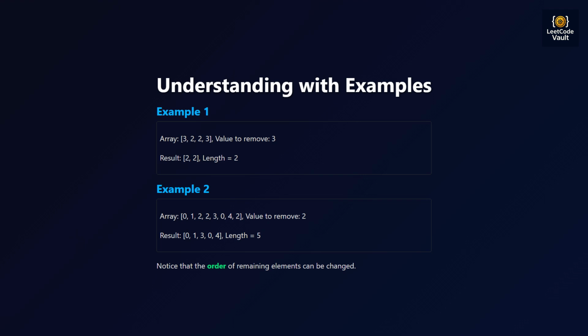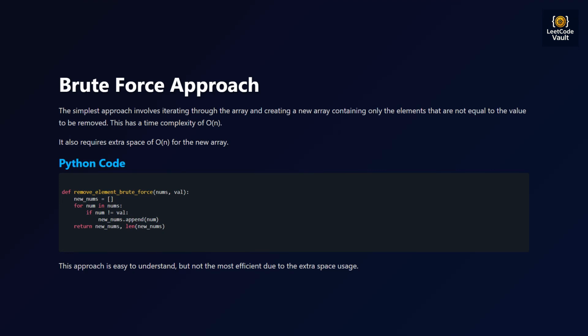See how we're only changing the array in place, not creating a completely new one. We only care about the elements that remain, and the resulting length tells us how many of those we have. Now that we've seen how it works, let's move on to the different ways of solving this problem.